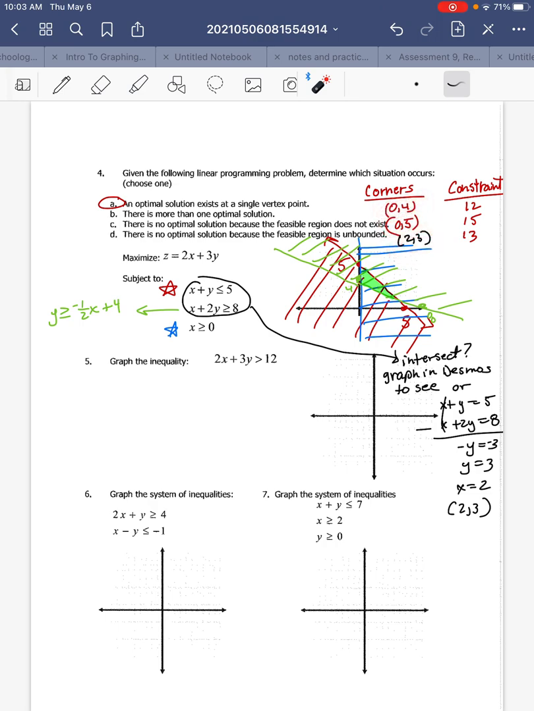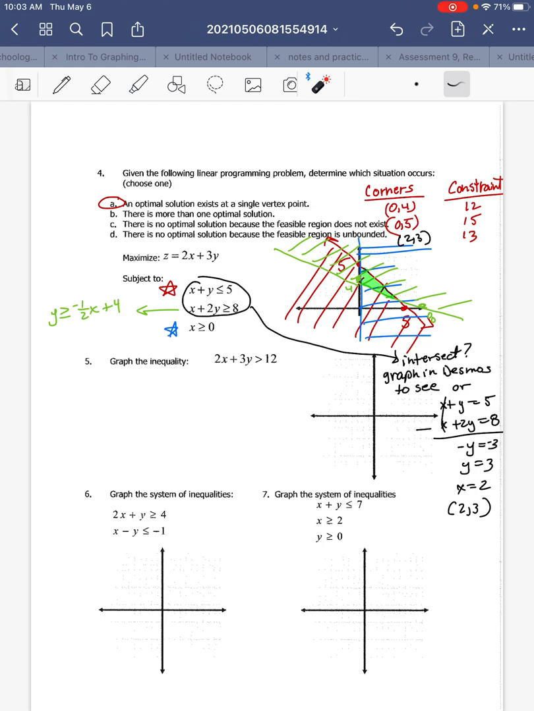You can also get it by solving a system of equations like I did down here. I subtracted the two lines, so the x's went away. So y minus 2y became negative y, and 5 minus 8 was negative 3. So I was able to solve for the point this way if you're not allowed to use Desmos.